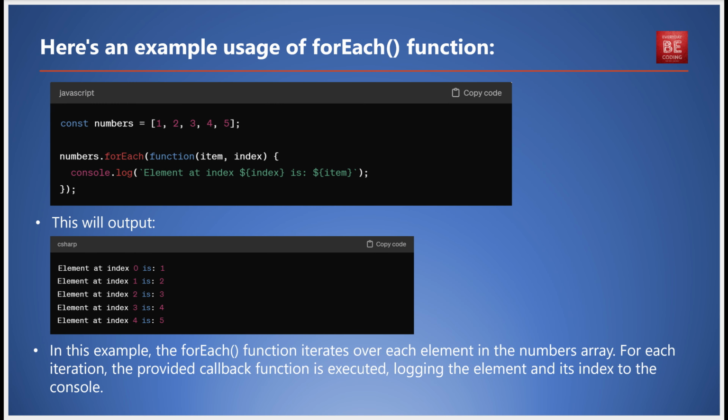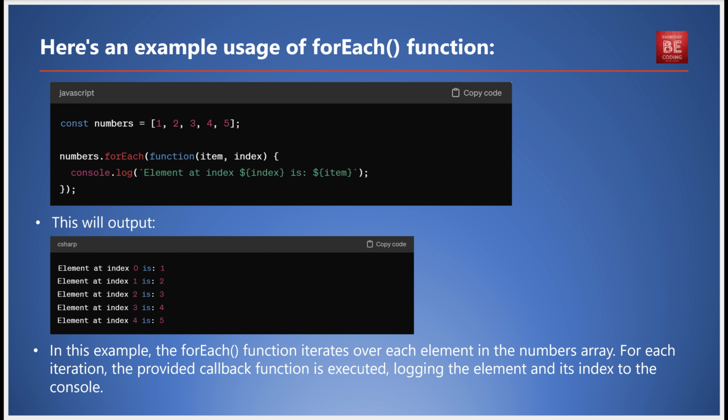Let's illuminate this concept with an example. Suppose we have an array of numbers. We can use the forEach function to log each element and its index to the console. The code would look like this: const numbers = [1, 2, 3, 4, 5]; numbers.forEach(function(item, index) { console.log(...) }). This would output each element and its index starting from 0, like so.